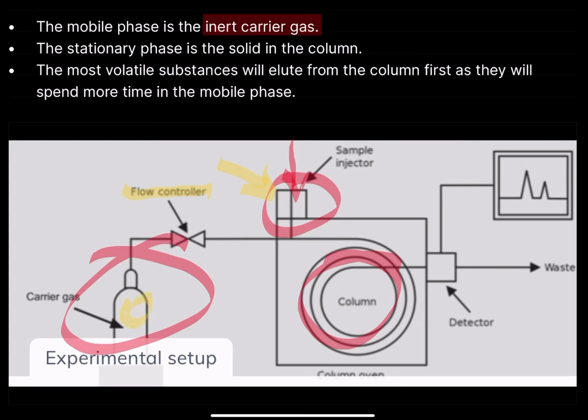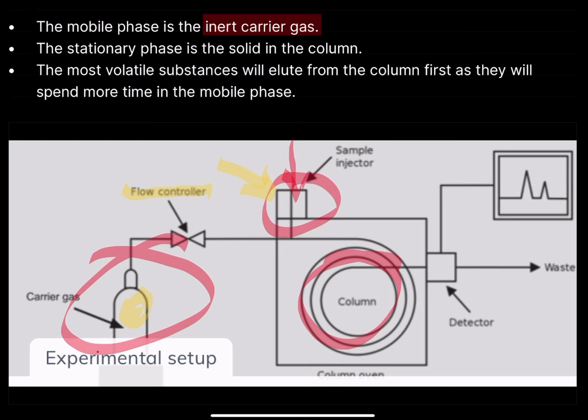The carrier gas here is acting as the mobile phase, and once we allow that to pass, we can then inject our sample through the sample injector, and that allows the sample to move across the stationary phase with the mobile phase. And then we have our little detector here, and that'll tell us how long it took from the moment that the sample was injected to the point that it reaches the detector, and we can use that as our retention time.